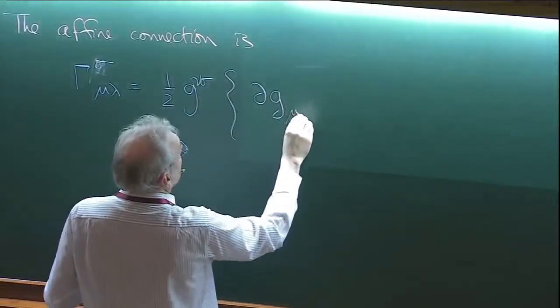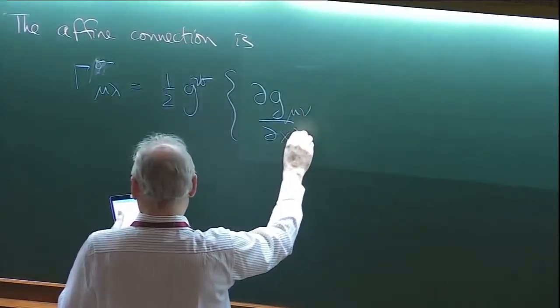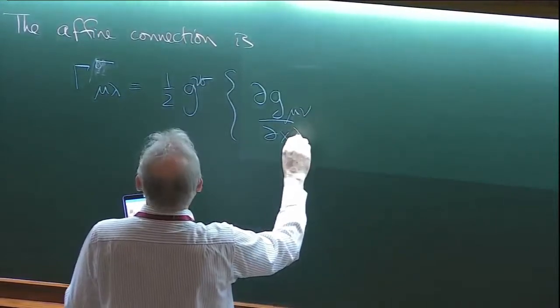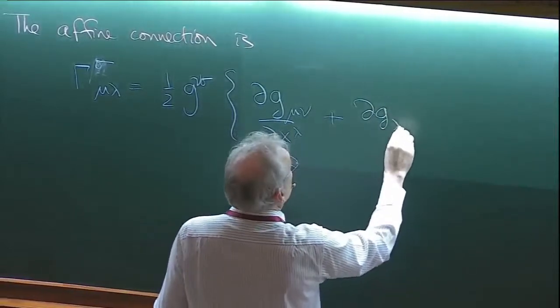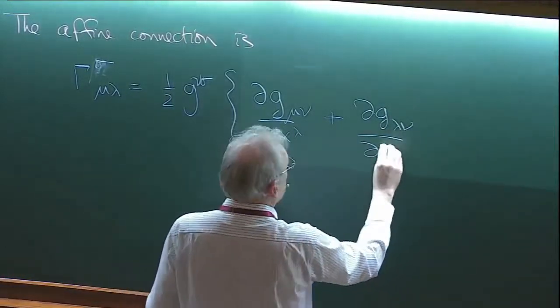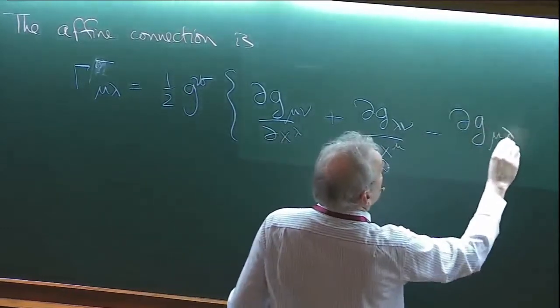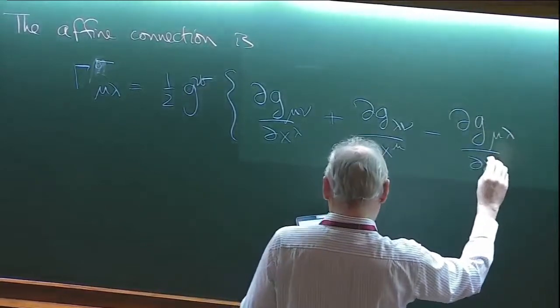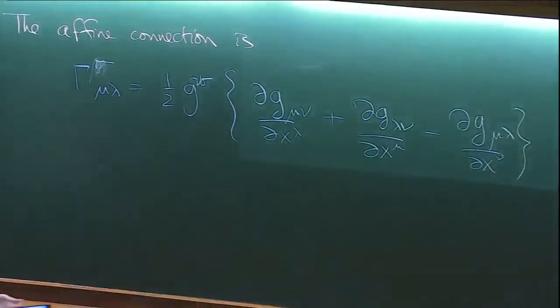So for a given metric tensor, we can write the affine connection in terms of the metric and its derivatives as follows. So for a given metric, you can then work out the trajectories of photons or massive particles in the metric.